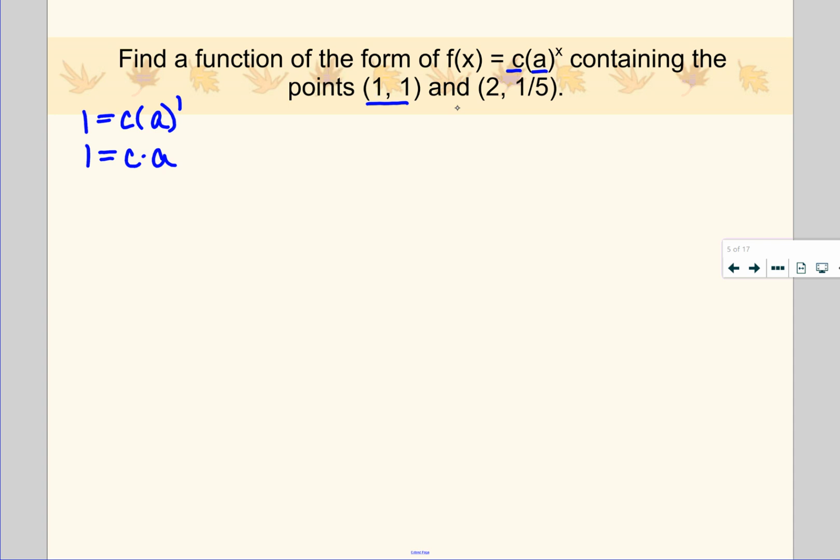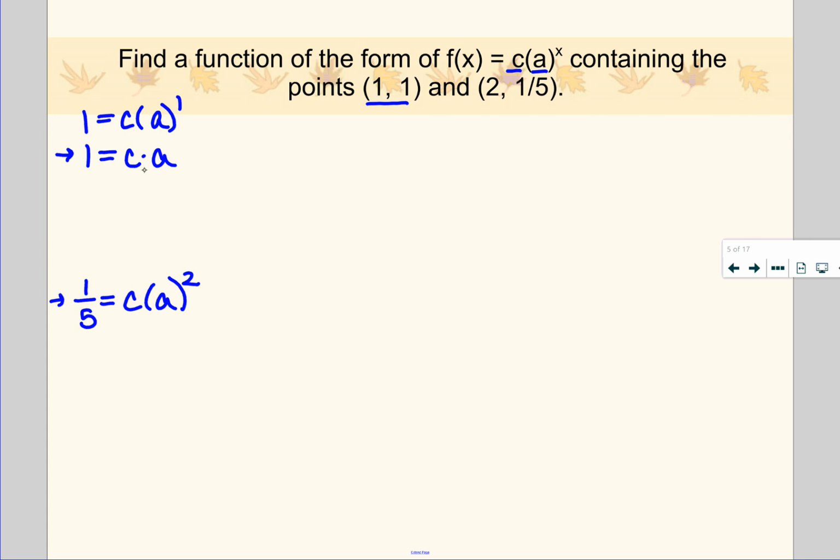In the second function, I'm going to plug in 1/5 for y and 2 for x. So what we've created here and here is a system of equations, 2 equations that contain the same 2 variables. So we're going to put these together. Typically, you could use substitution or elimination. Substitution is going to be easier here because we don't have linear terms.